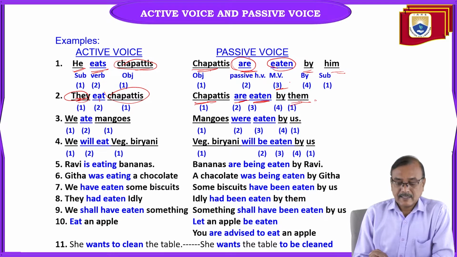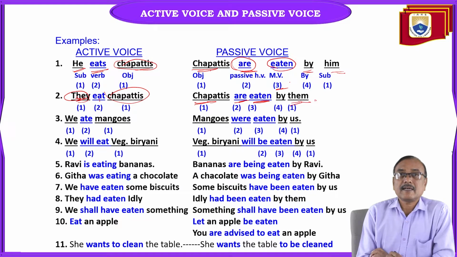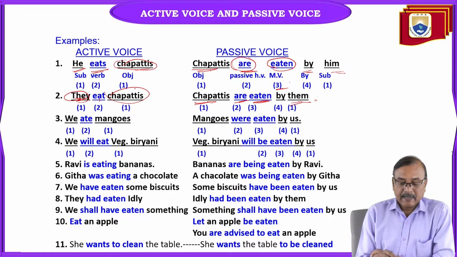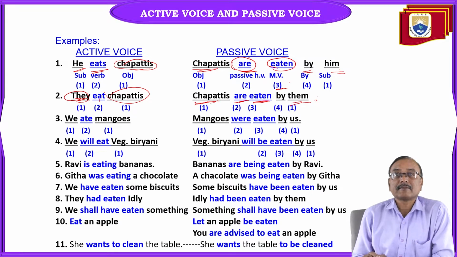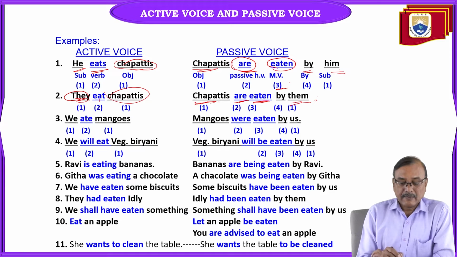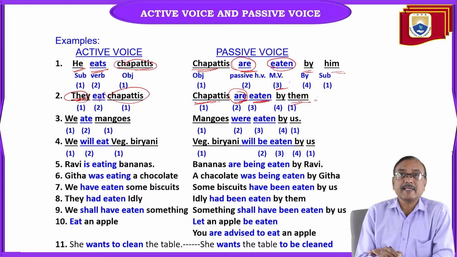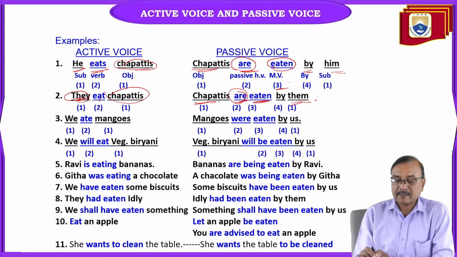So what is the structure? The subject is coming into the object place, and the object is coming to the subject place, and the main verb is becoming V3 form, and this V3 form is preceded by one passive helping verb. Here eats and eat are present tense only. So in present tense, the passive helping verb is are.